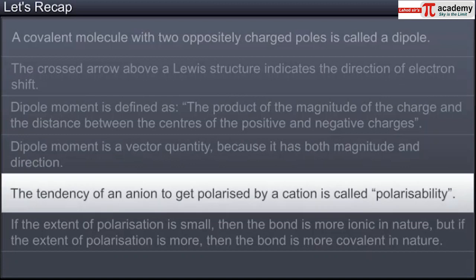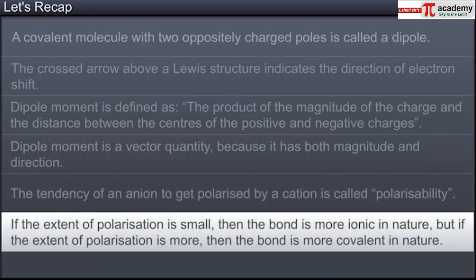The tendency of an anion to get polarized by a cation is called polarizability. If the extent of polarization is small, then the bond is more ionic in nature. But if the extent of polarization is more, then the bond is more covalent in nature.